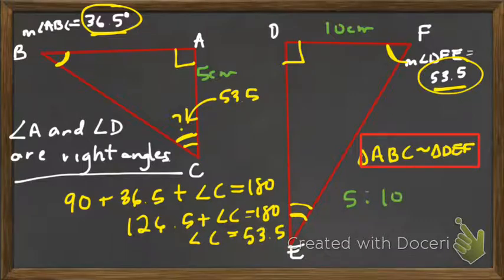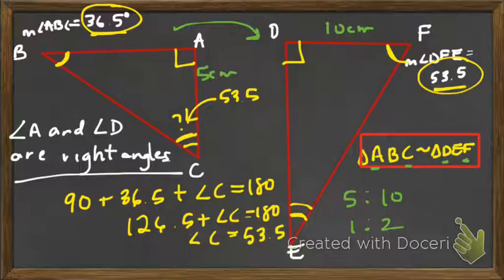10, right? I know that AC, here's A, here's C, goes with D and F because of the order in which these are labeled, right? So my ratio is 5 to 10. If I reduce that, I could say 1 to 2. And I say 1 to 2 because I'm talking about going from the small one to the big one. If I went the other direction, it would be 2 to 1 or 10 to 5 or whatever, but we always want to reduce that if possible.